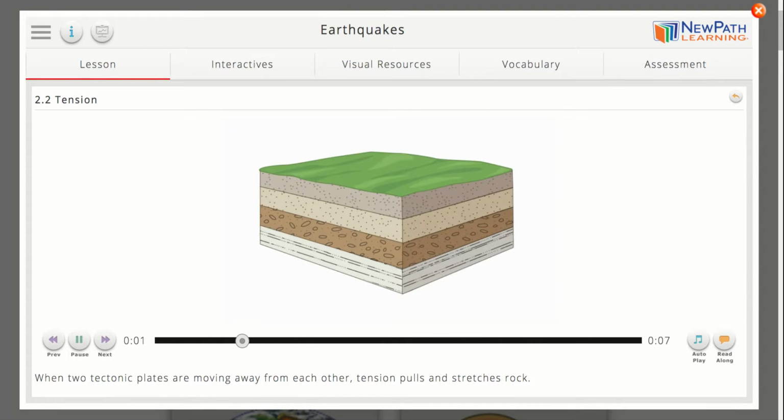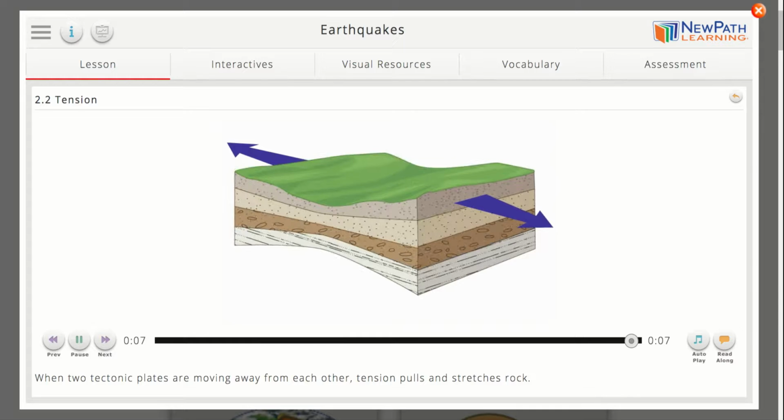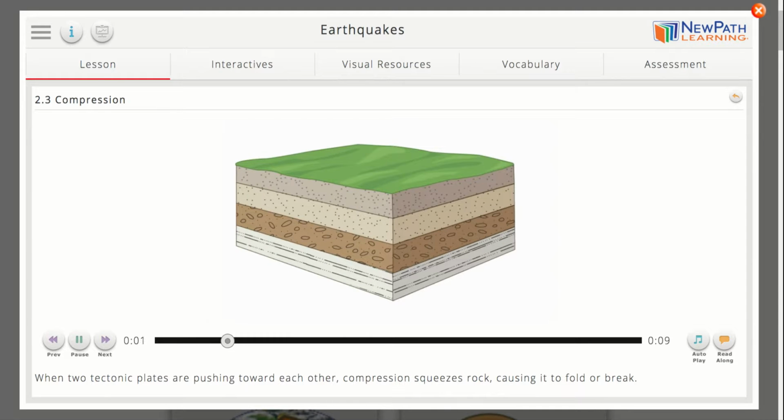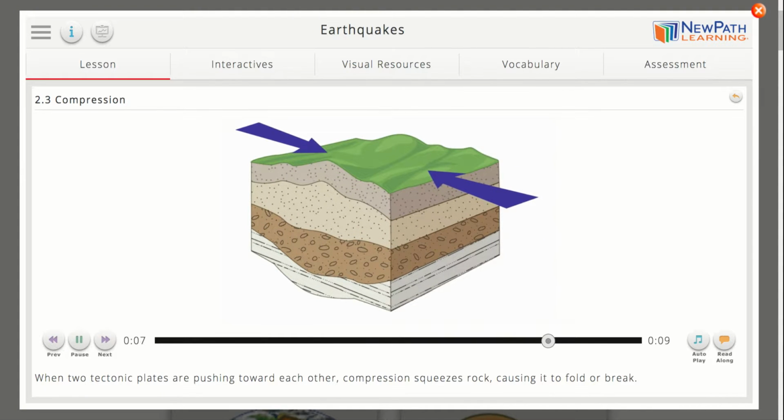When two tectonic plates are moving away from each other, tension pulls and stretches rock. When two tectonic plates are pushing toward each other, compression squeezes rock, causing it to fold or break.